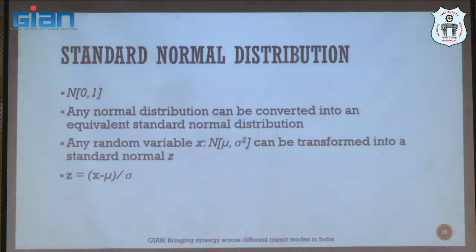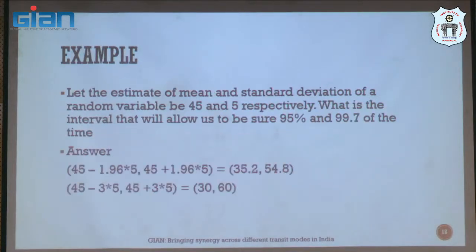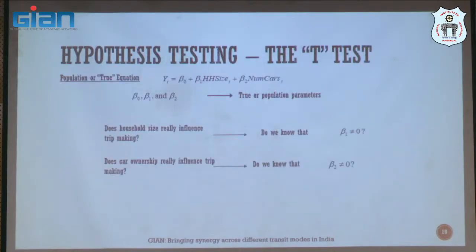Okay, so let me show you an example. I want to show you this one. So let's say we have this as our equation. The true equation for this case, let's assume, is the number of trips is a function of household size and number of cars. Okay, only two variables. So now what I want to understand is whether beta 1 and beta 2 are significant.